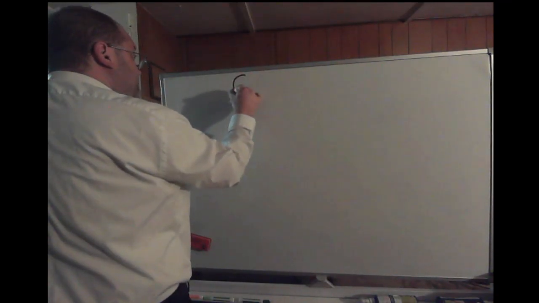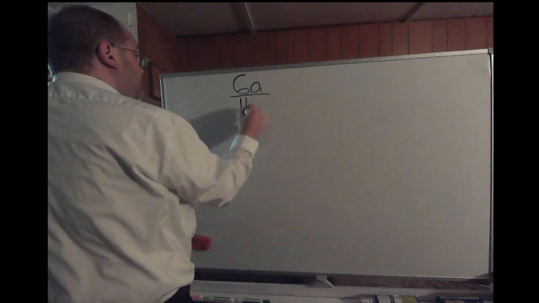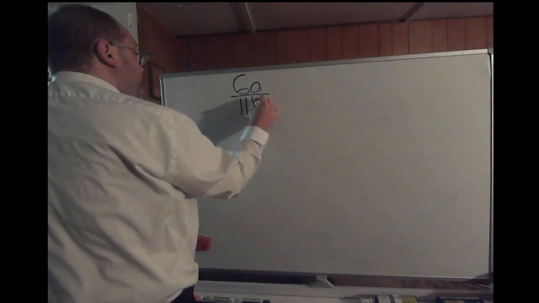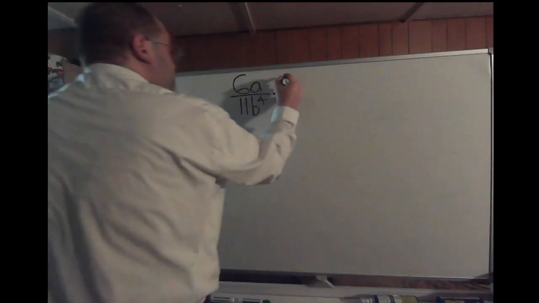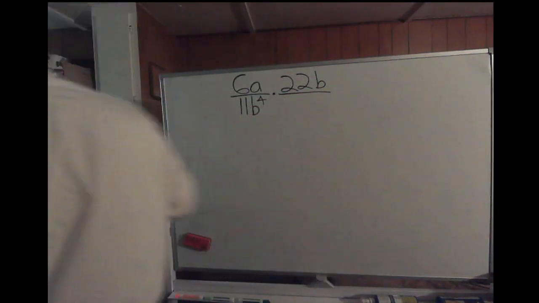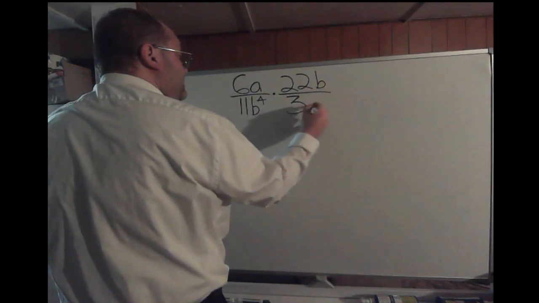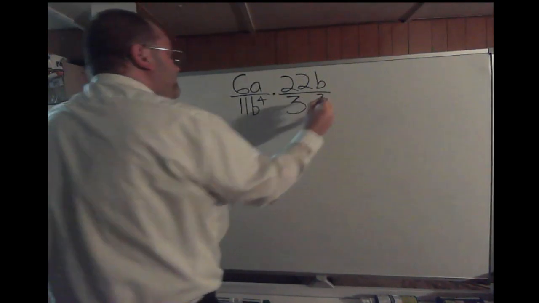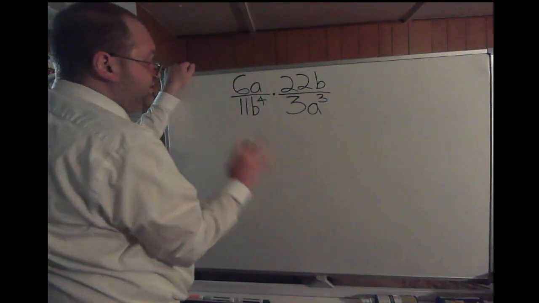Alright, let's see. We've got 6a over 11b to the fourth, times 22b all over 3a to the third. Okay. Start with your coefficients first.